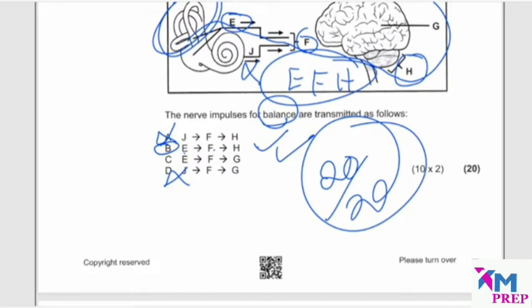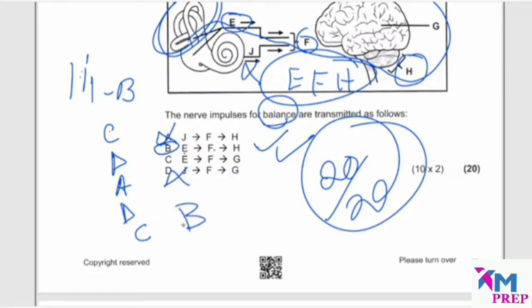So basically, when we wind up, we see that 1 was B, 2 was C, 3 was D, 4 was A, 5 was D, 6 was C, 7 was A, 7 was B, and then 8 was A, then 9 was C, and then 10 was B.